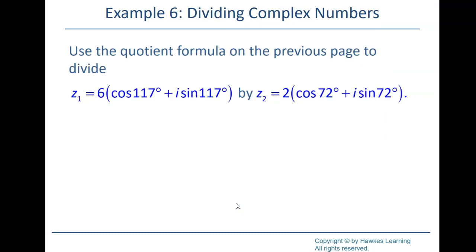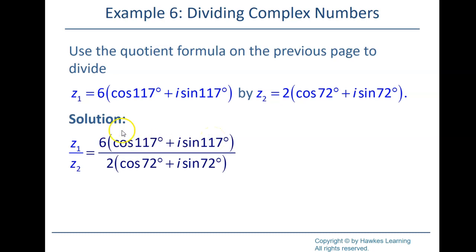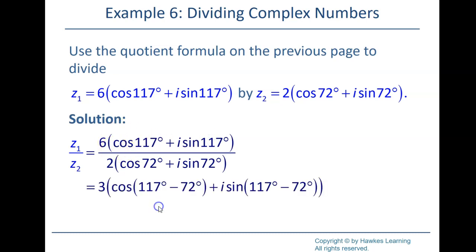Alright, let's look at one with division. Okay, so if I have these two and I want to divide, remember, I'm going to divide this by this. I'll get a 3, and then I subtract the angles. So 6 divided by 2 is 3. 117 minus 72 is going to be 45. So we get 3 cosine 45 plus i sine 45. These are special angles, so let's evaluate it further.